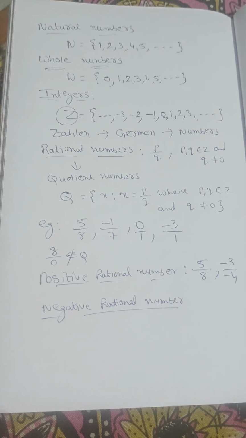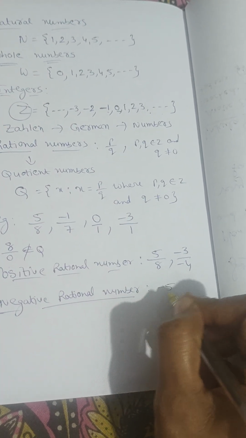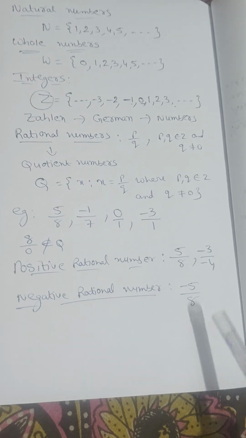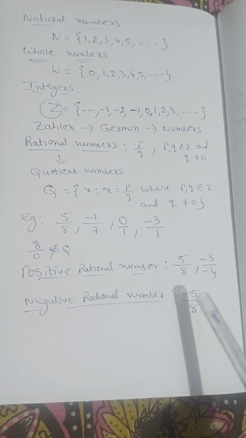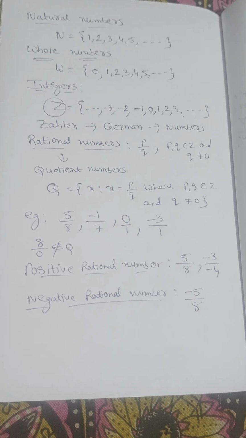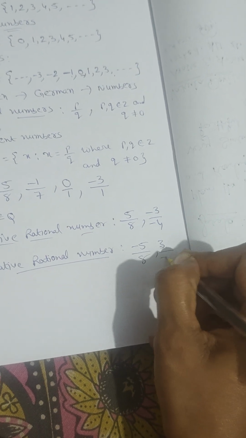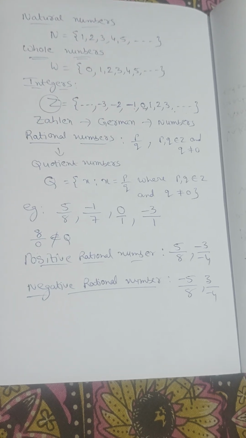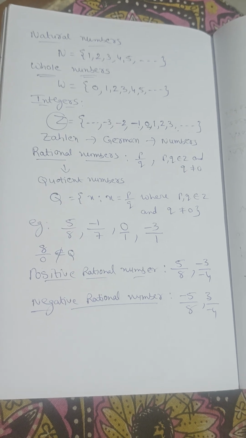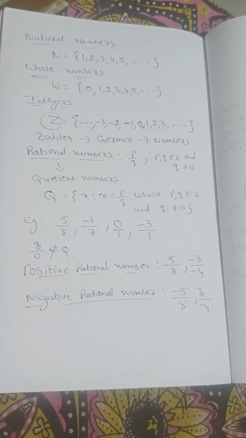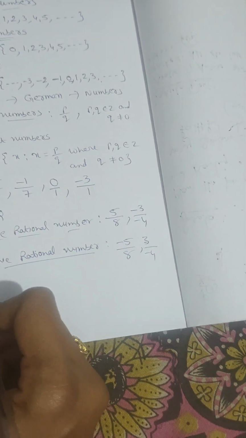What is a negative rational number? If the numerator and denominator contain different signs. See here, the numerator contains a negative sign, minus. The denominator is positive. Minus and plus, both are different signs. So it is a negative rational number. Okay, children, 3 by minus 4 is also a negative rational number. What about 0? 0 is neither positive nor negative. 0 is not a positive integer, not a negative integer. Okay, children? Now, let's go to irrational numbers.